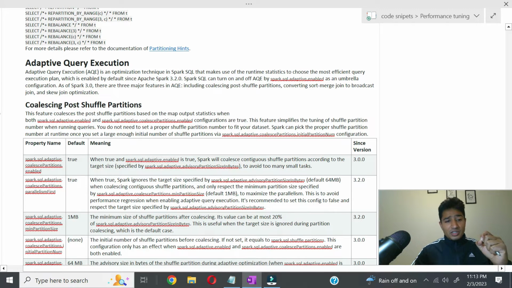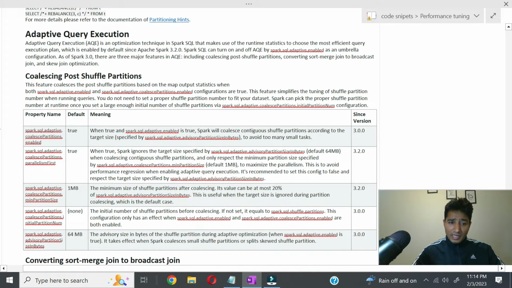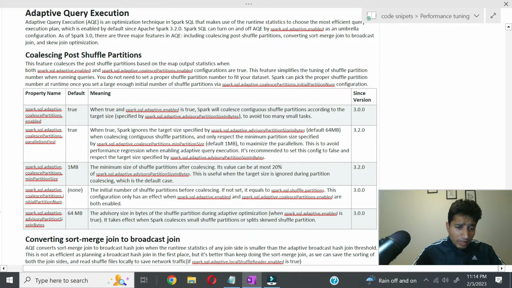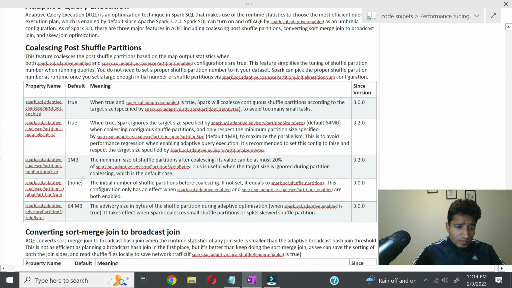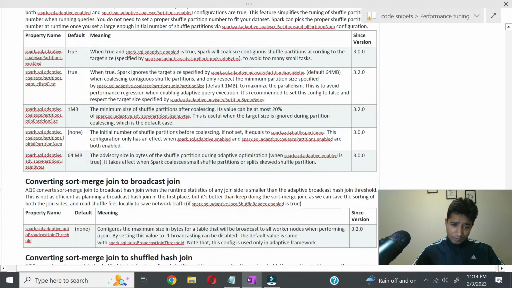Coalescing post shuffle partitions: this feature coalesces the post shuffle partitions based on the map output statistics. This again came in 3.0. So you can use spark.sql.adaptive.coalescePartitions.enabled equal to true. When true, Spark will coalesce the contiguous shuffle partitions according to the target size. One more important bit here is spark.sql.adaptive.advisoryPartitionSizeInBytes, the advisory size in bytes of the shuffle partition during adaptive optimization. It takes effect when Spark coalesces small shuffle partitions.